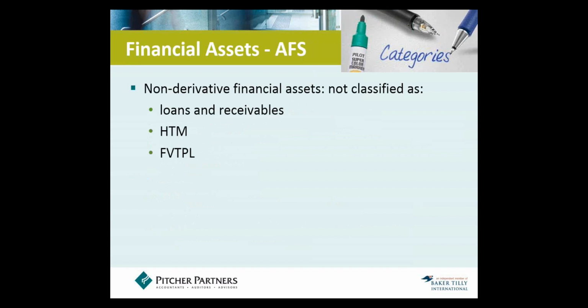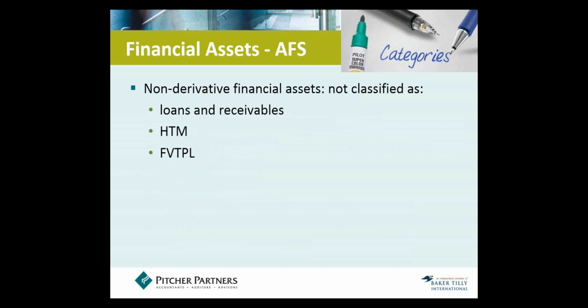As soon as you've got a financial instrument, you would ask, does this financial asset fit as a loan and receivable? No. Is it held to maturity? No. Is it fair value through profit and loss? No. Or do I want to designate it as fair value through profit and loss? No. So if you answer no to all of the above, it would be an AFS. It's the bucket at the end.